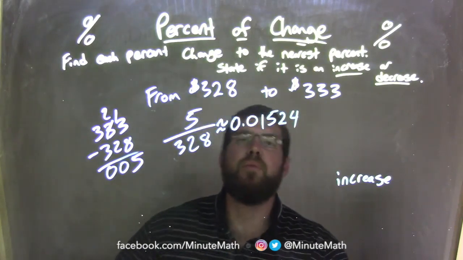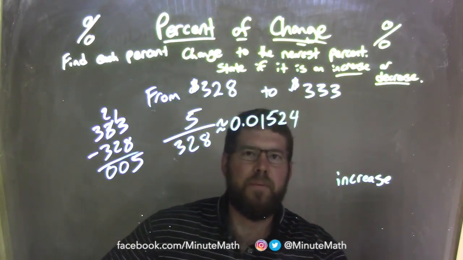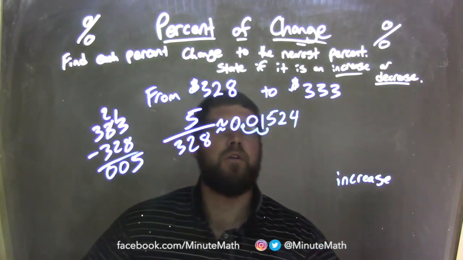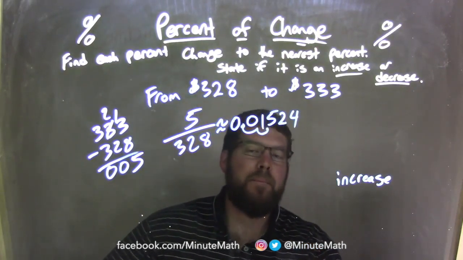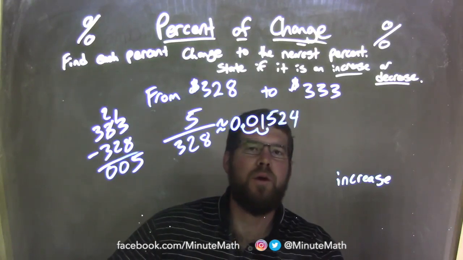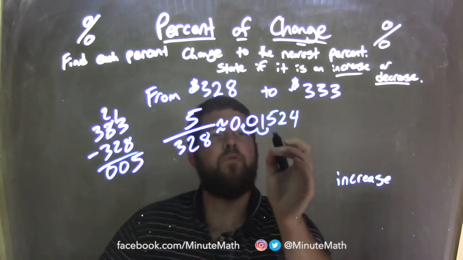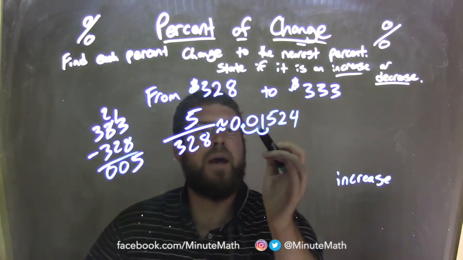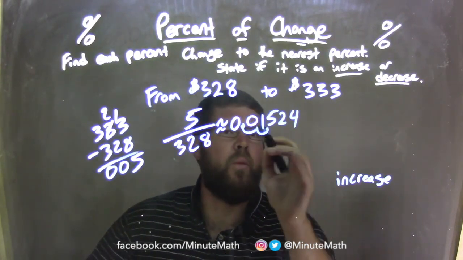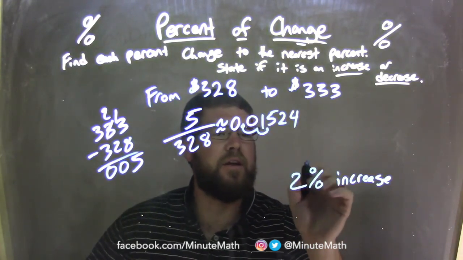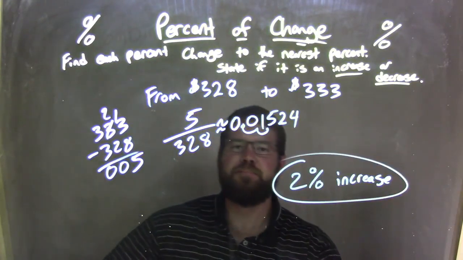So it's approximately 0.01524. We need to move that over 2 units to have 1.524, and now we need to round that to the nearest whole percent. Well, that 5 just barely causes that 1 to round up. So that 1 turns into a 2, so we actually have a 2% increase here.